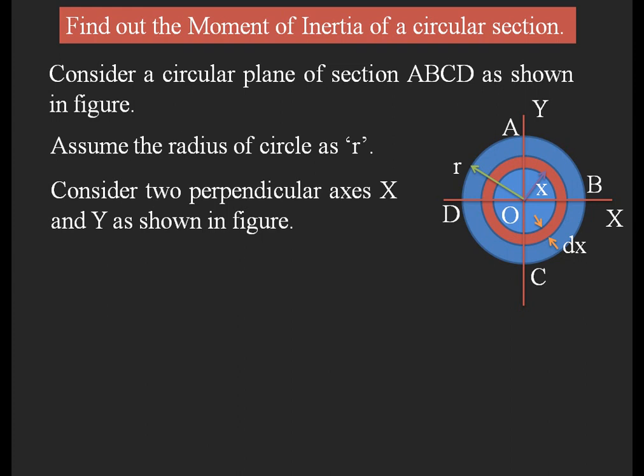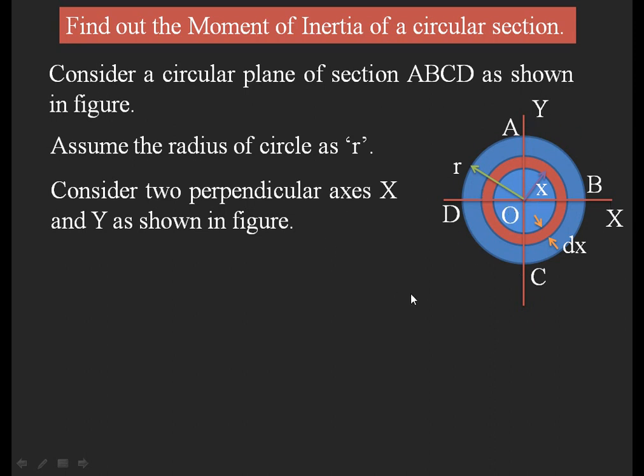Okay, so with reference to this elemental strip, first I want to write what is the moment of inertia of this elemental strip with respect to the z-axis. So z-axis means, we know, the axis perpendicular to these two reference axes x and y. So first we need to write the moment of inertia about the z-axis for this elemental strip. Then we have to go for the moment of inertia of the whole section about the z-axis. Then we can find out easily the moment of inertia of this circle about the x-axis and about the y-axis.